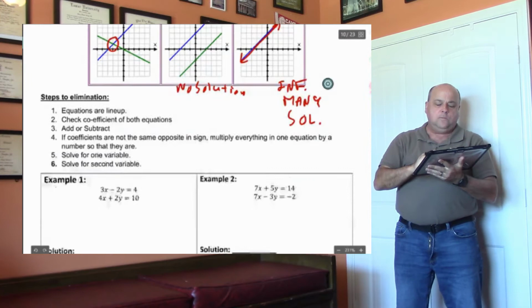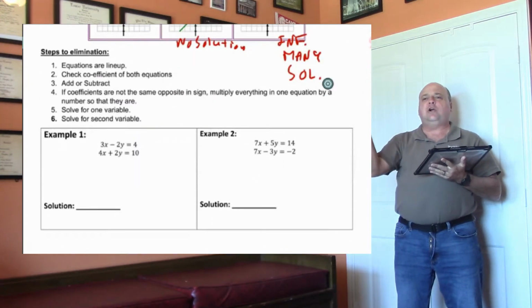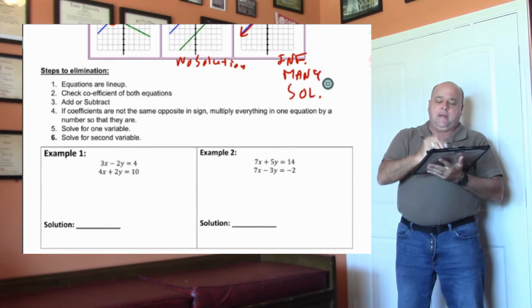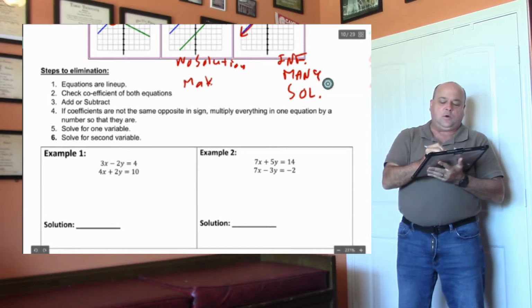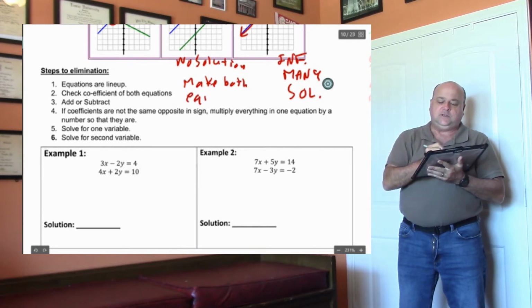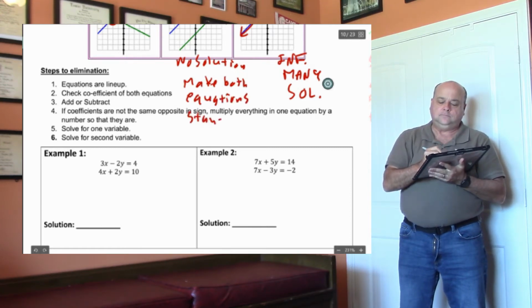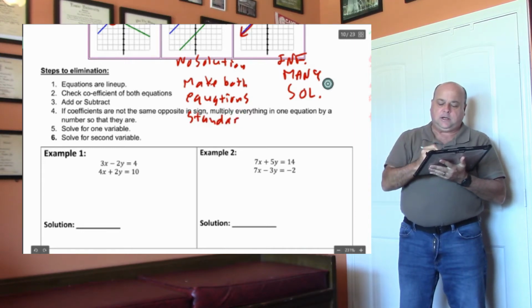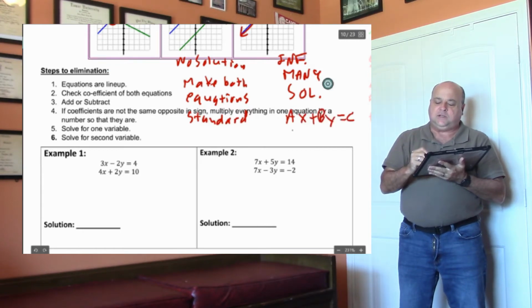Let's continue. What you're trying to do to eliminate is make both equations standard, and I think we're going to give these to you. So make both equations standard. Let me spell that right. So you want both equations to be ax plus by equals c. Ax plus by equals c.